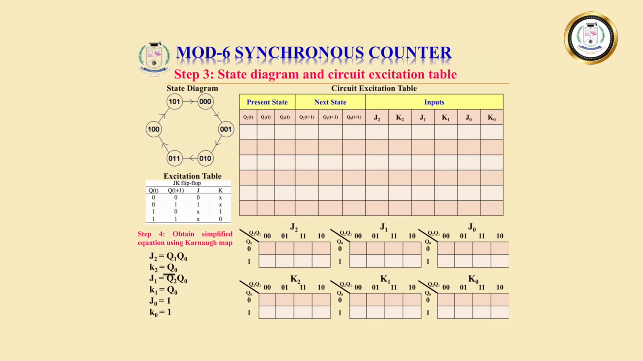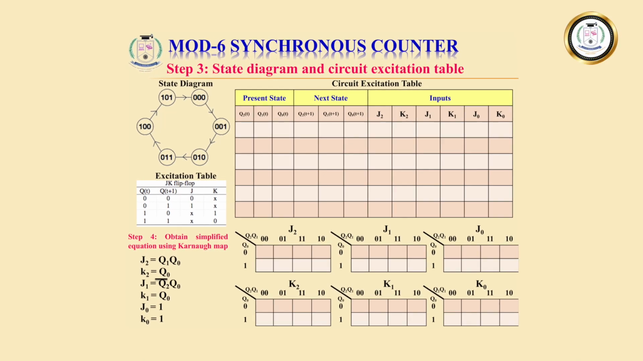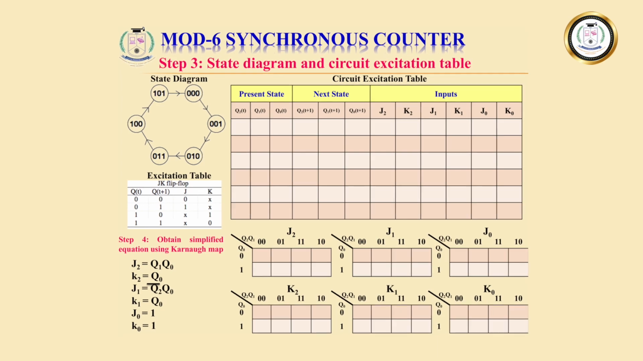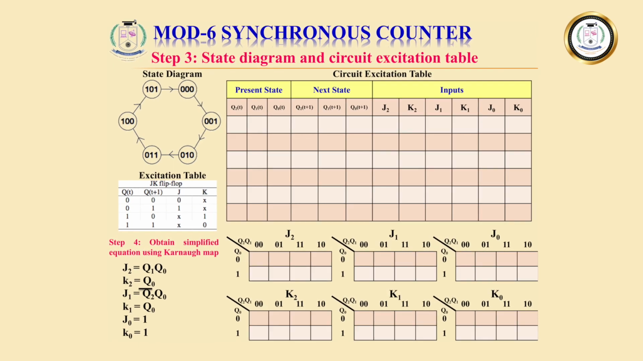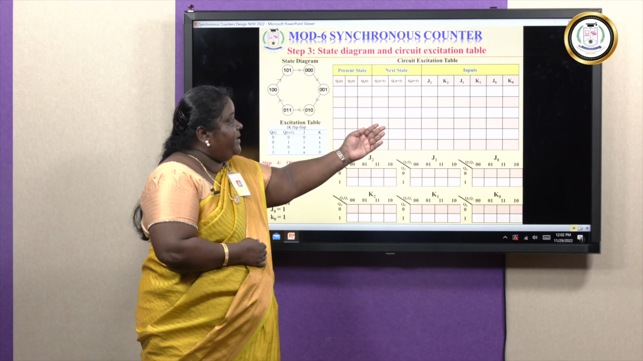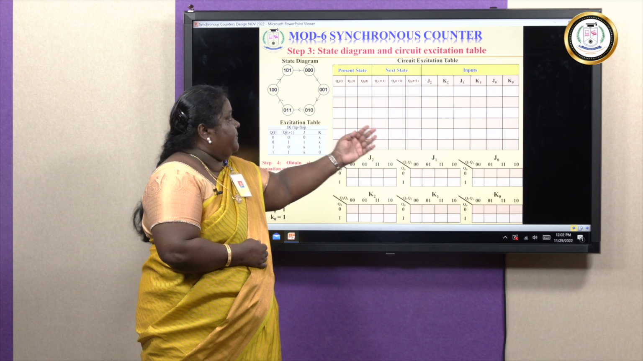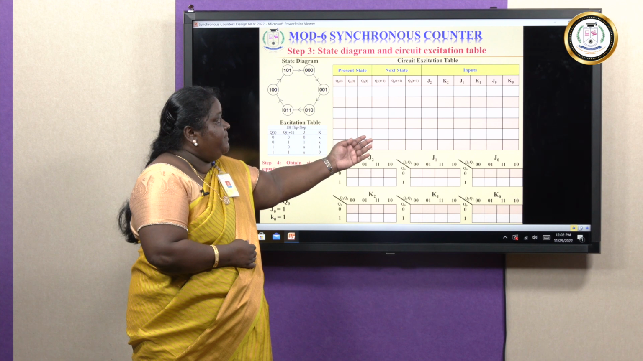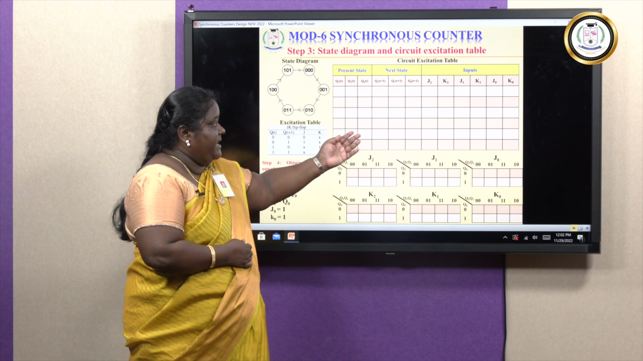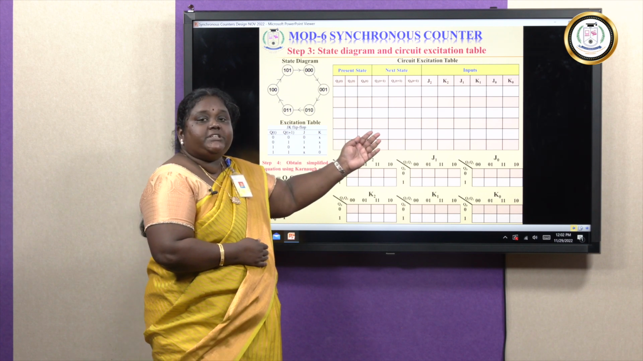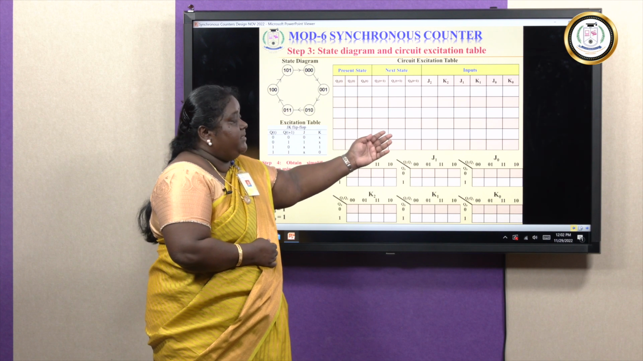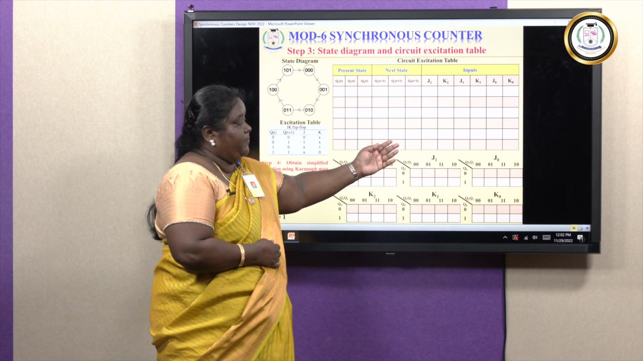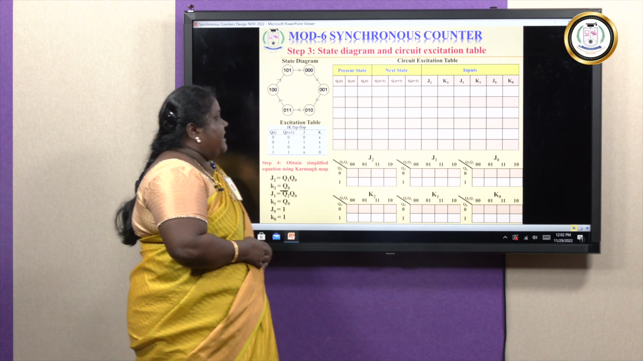And Q1 of t and Q1 of t plus 1 are the present state and the next state of flip-flop 1, and its inputs are going to be J1 and K1. And Q0 of t and Q0 of t plus 1 are the present state and the next state for flip-flop 0. And now let's get started.